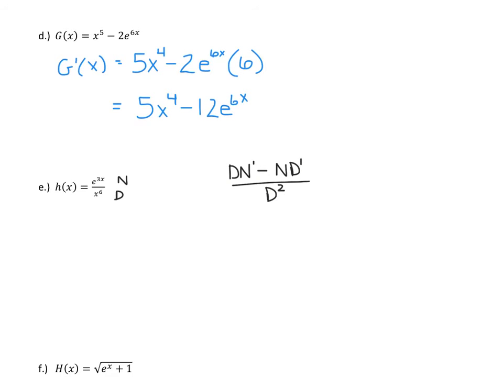This is my shorthand notation here for remembering the quotient rule. We have the denominator times the derivative of the numerator minus the numerator times the derivative of the denominator, all divided by the denominator squared.